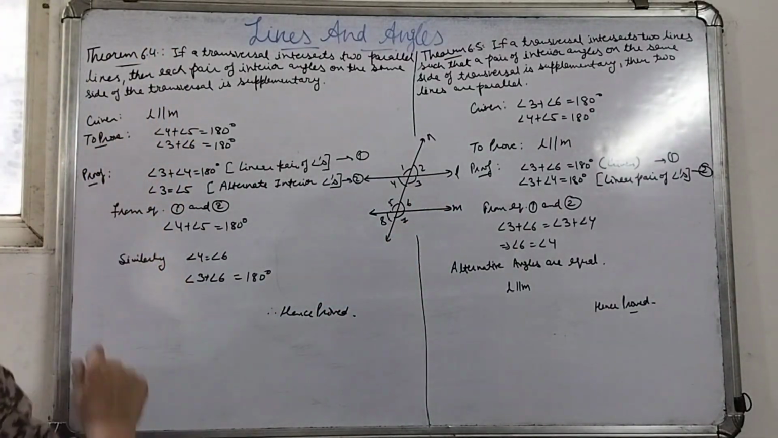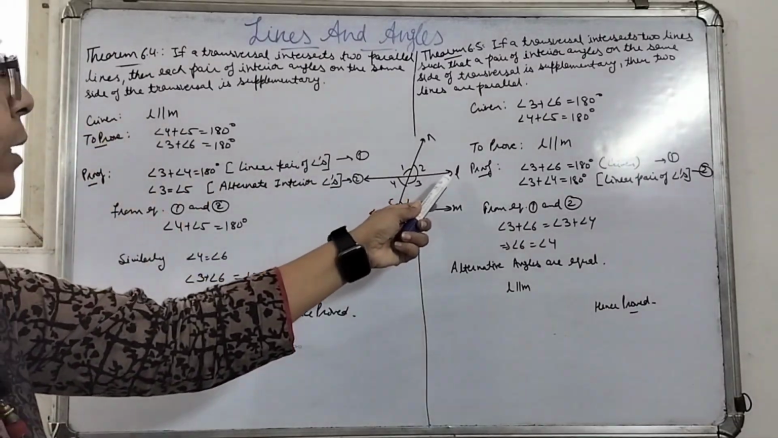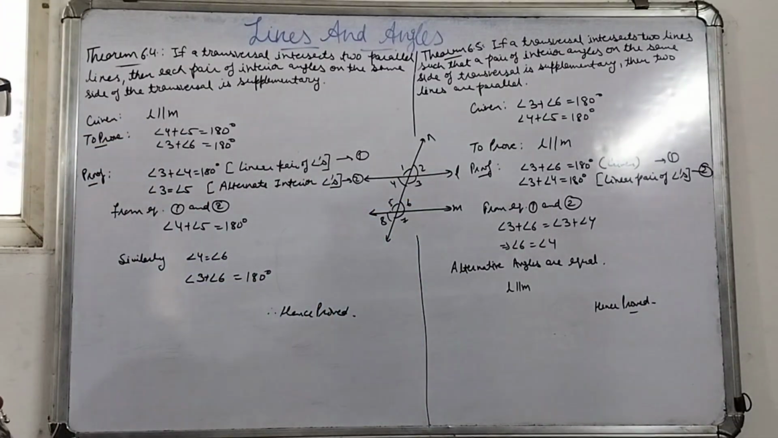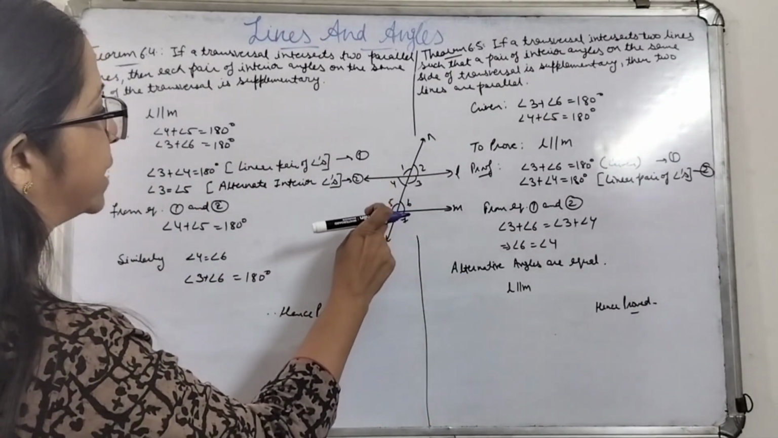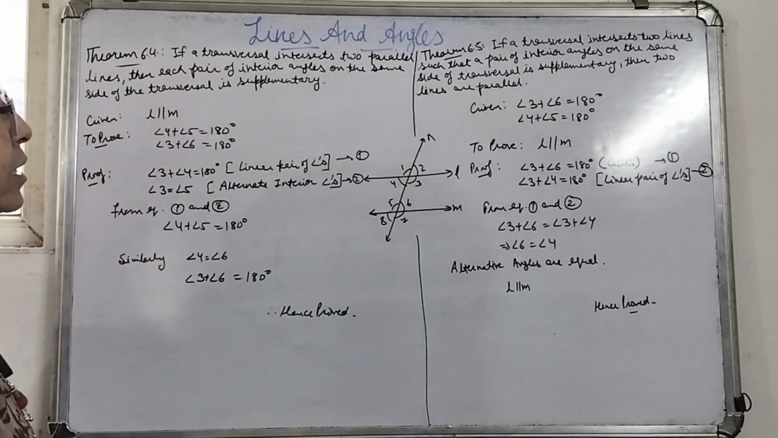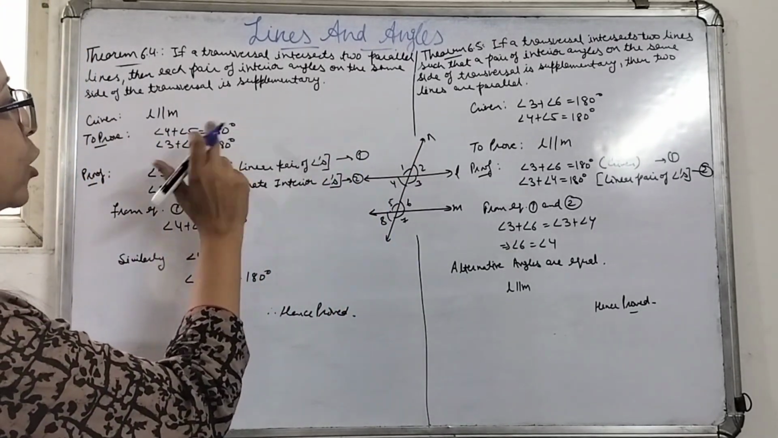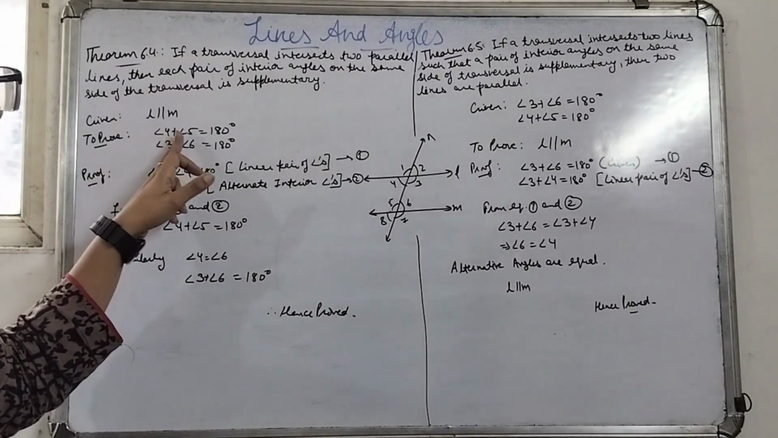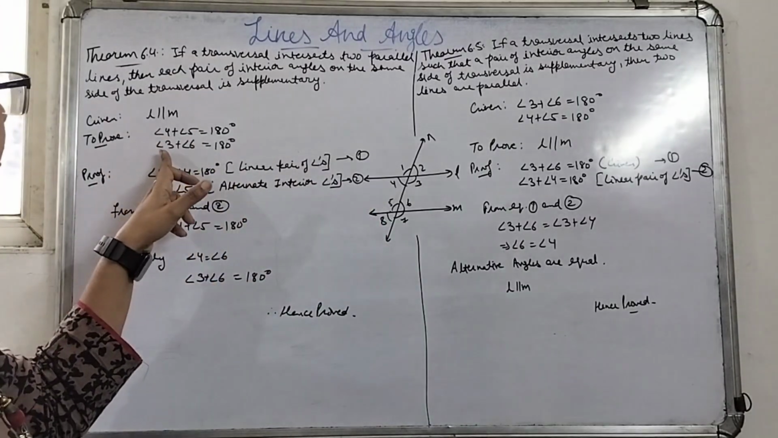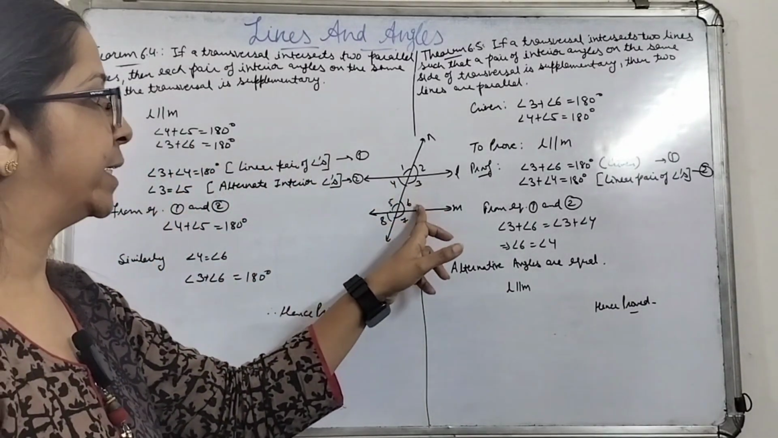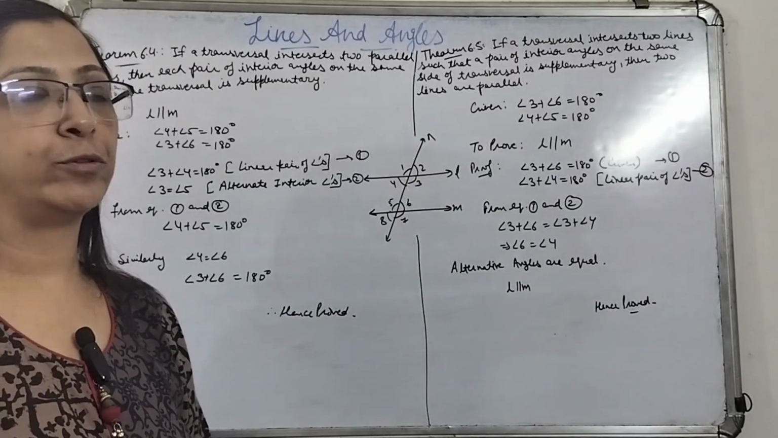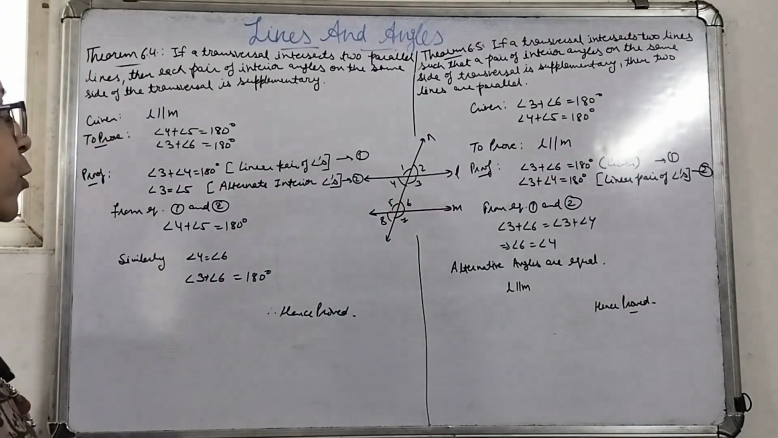So given to us is that L is parallel to M, and we have to prove that angle 4 plus angle 5, that means the interior angles on the same side of the transversal, total 180 degrees. So angle 4 plus angle 5 is 180 degrees, and angle 3 plus angle 6 is 180 degrees. This we have to prove. Now how will we be proving it?